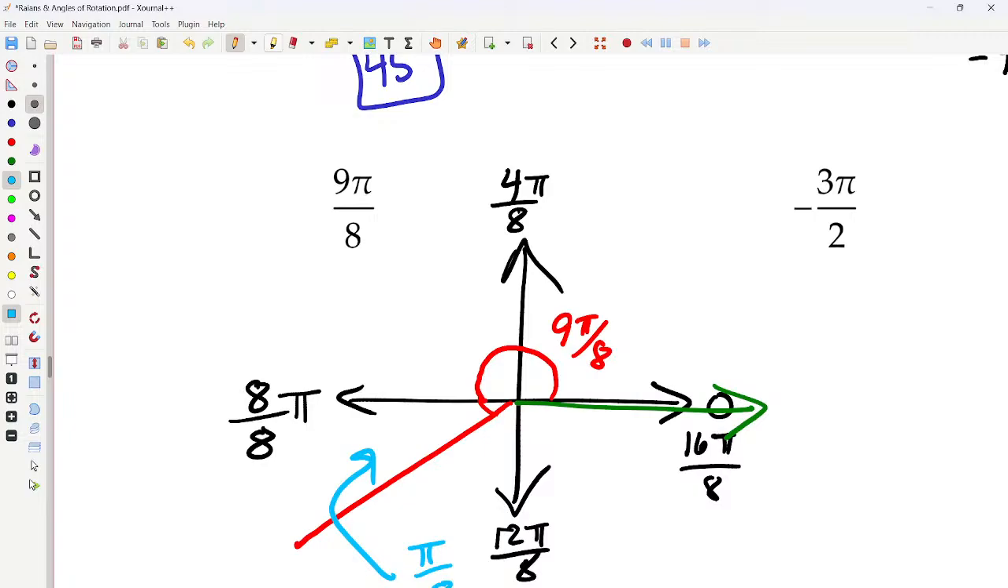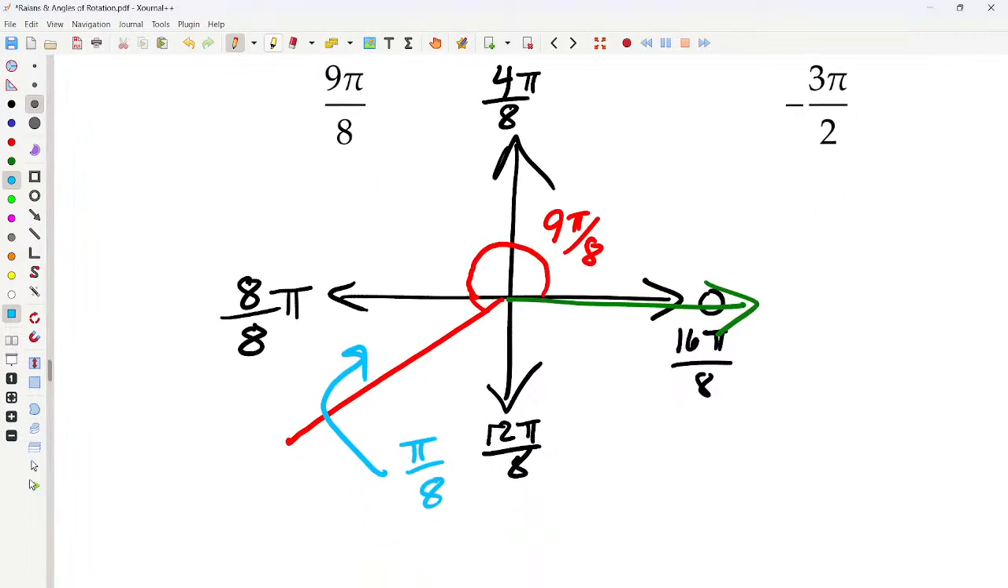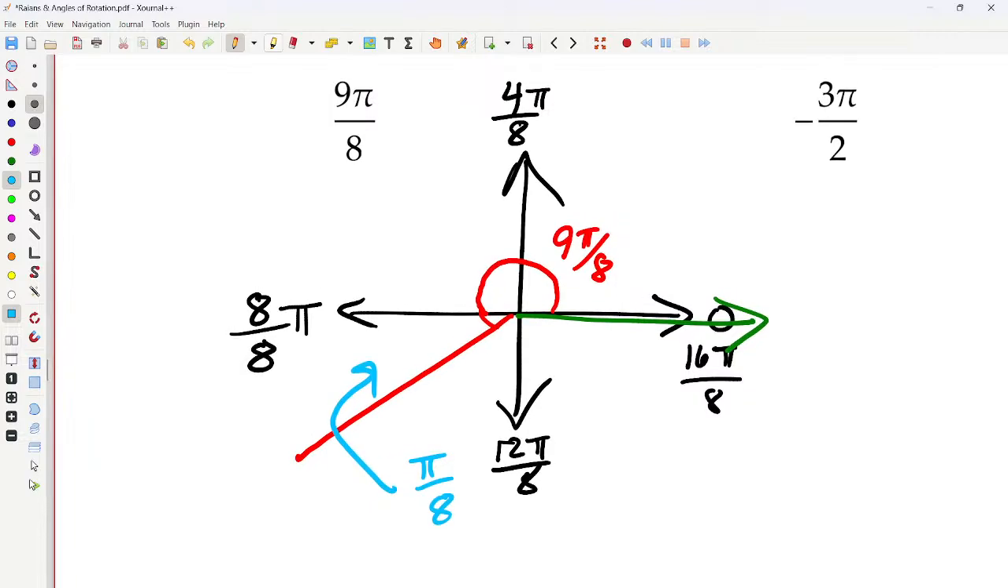Wait, how did you just get the 5 8? You're going to tell me. What was this rotation? What's this rotation? Right here, what's this rotation? The 9 pi over 8? Perfect. Hold that for a minute.